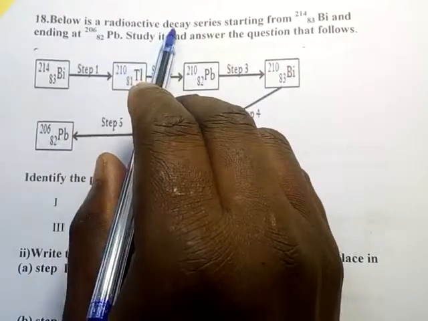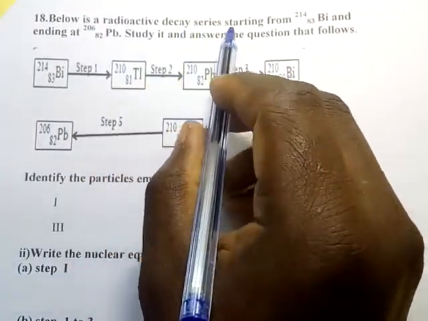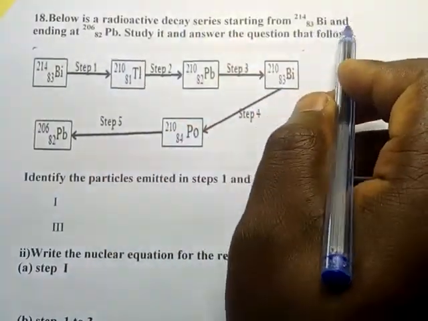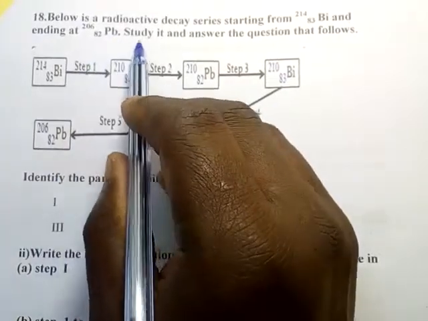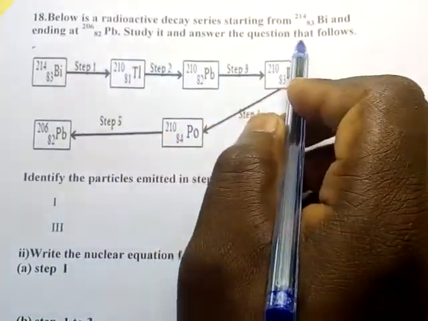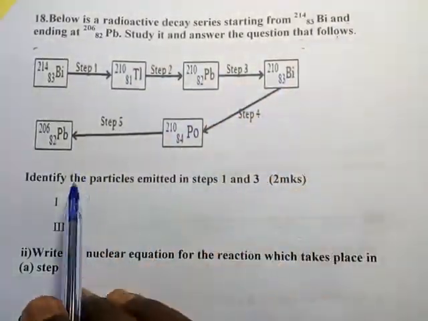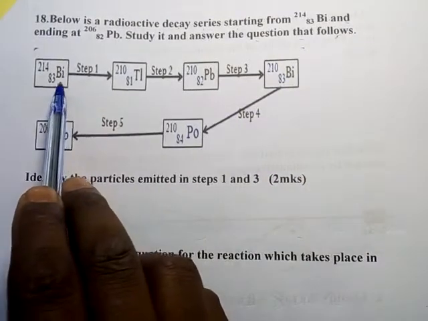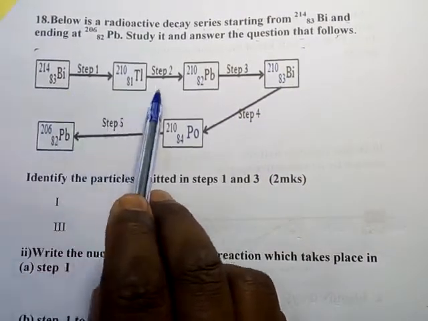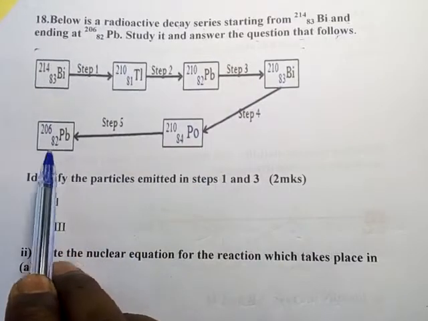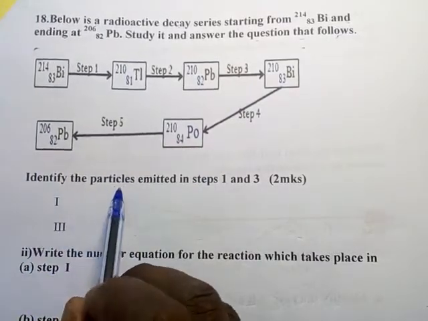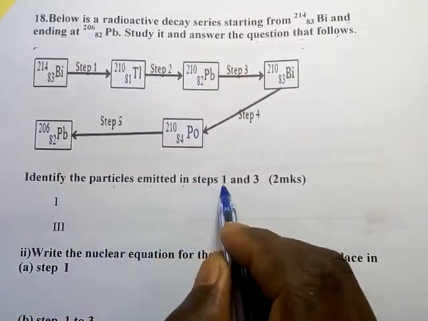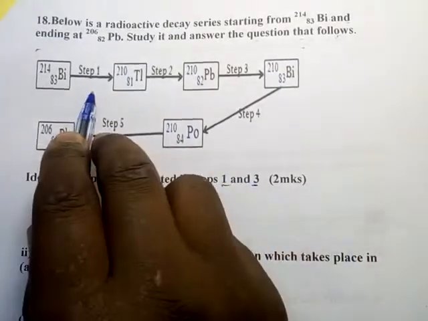Below is a radioactive decay series starting from Bi and ending at lead. Study it and answer the questions that follow. So we are starting at Bi 83. We are going this way to lead 82. Identify the particle emitted in step 1 and step 3.